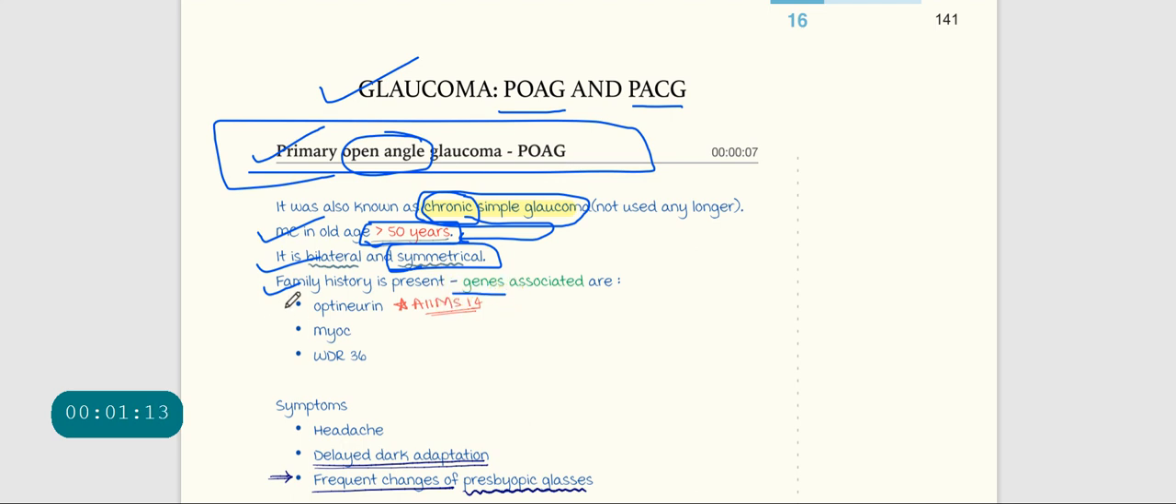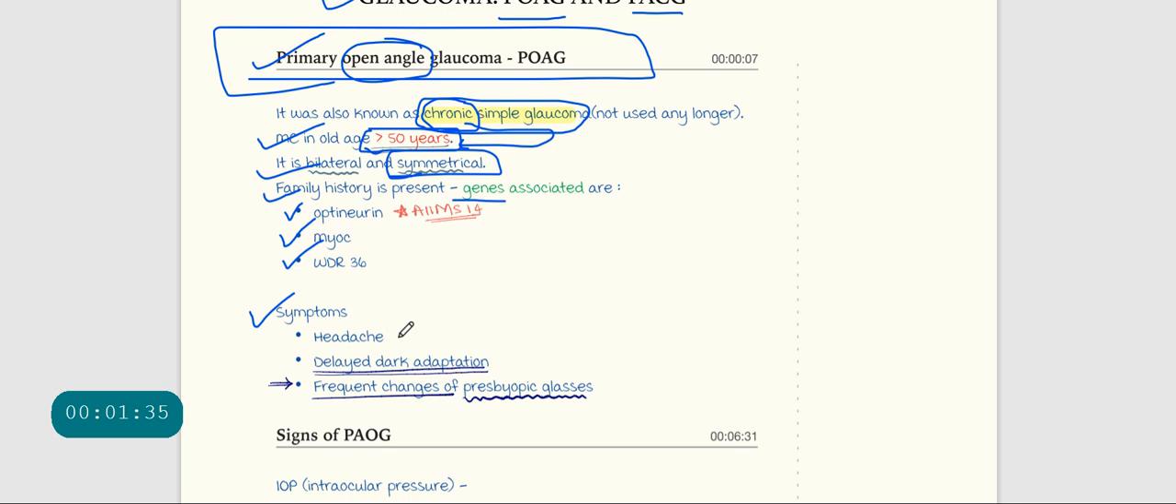So what are the genes associated in the family history? These are optineurin, MYOC and WDR36. These are the genes associated with primary open angle glaucoma. What are the symptoms associated with primary open angle glaucoma? Most commonly headache and delayed dark adaptation. Okay, this is the symptom of primary open angle glaucoma, delayed dark adaptation.